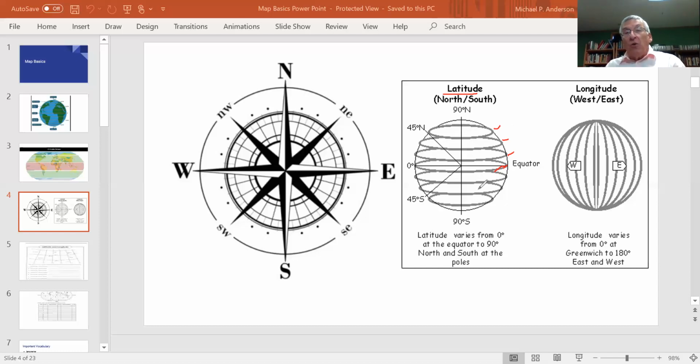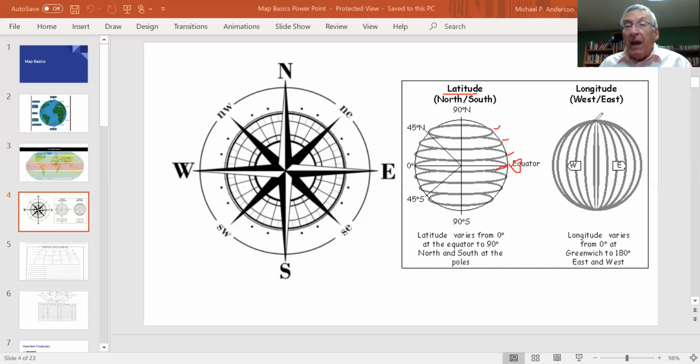These lines that go east and west, these are numbered. Okay? So this one at the equator will be 0, and then they will number right on up to 90 degrees north. Same thing going south. Again, we have 0, and then these will be numbered up until you get to 90 degrees south. Okay? So those are the parallels of latitude.